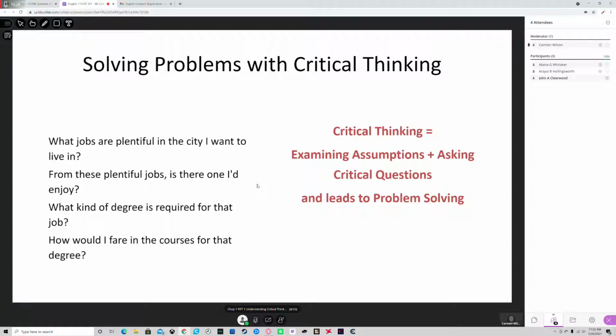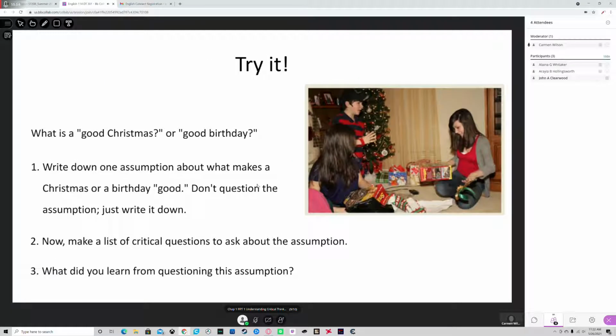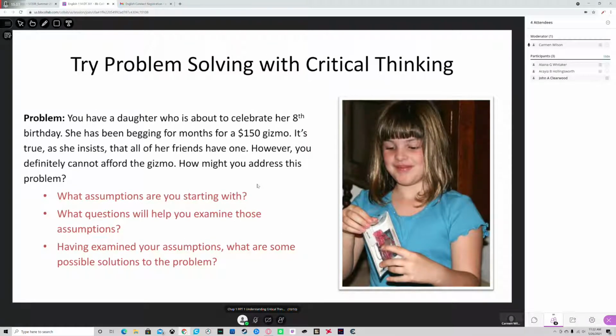Critical thinking means then what? You're going to examine your assumptions. You're going to ask the critical questions, and that will lead to problem solving. Please write that down. That's the most important information from this PowerPoint on chapter 1, when they talk about critical thinking and life decisions. And then they give an example, and I've already talked about the example, so we're going to keep it moving there.